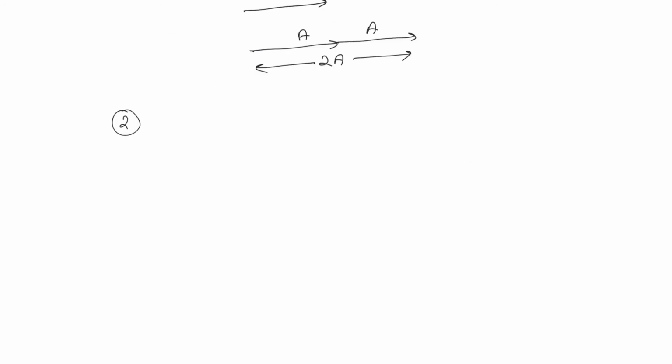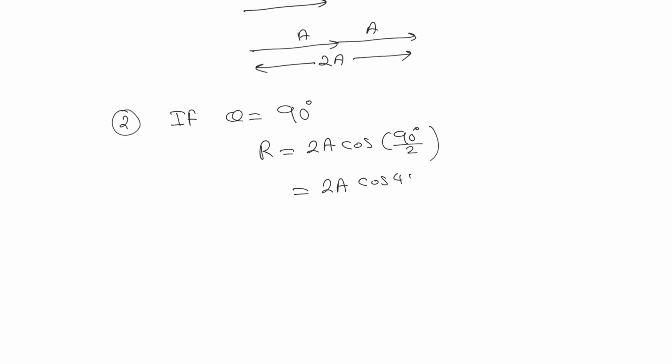Now we can consider the second situation. If the value of theta is equal to 90 degrees, then from this equation R = 2a cos(90 degrees/2), so we can take it as 2a cos 45 degrees. You know that cos 45 is 1 divided by root 2. So we can cancel root 2 and 2, and we get the answer root 2 into a.